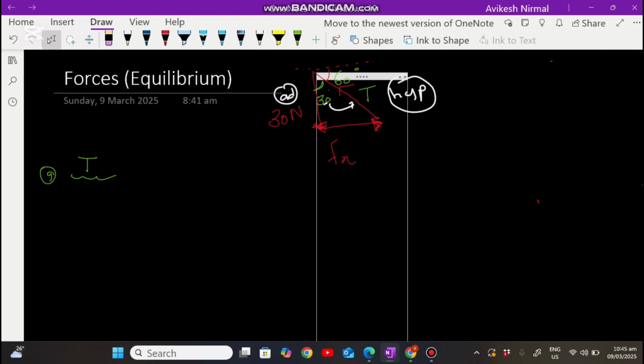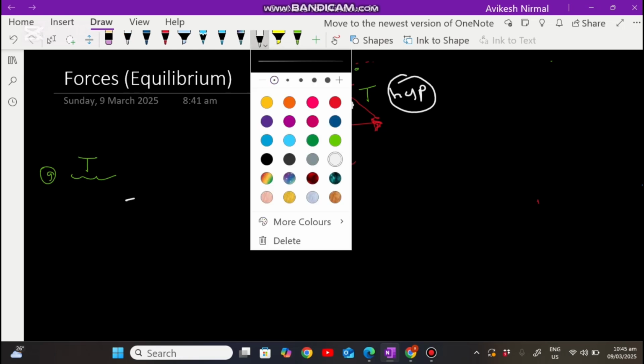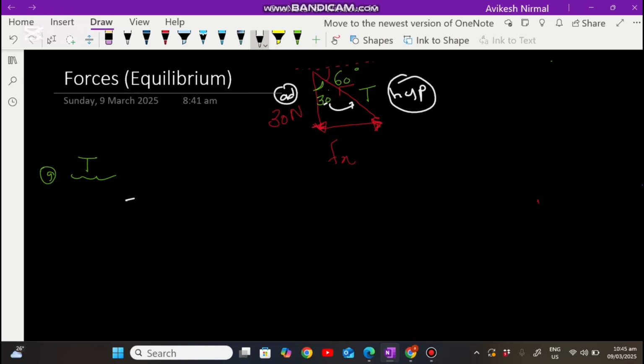Working on that now, this should be CAH, so I think this is cosine theta. Cosine theta is adjacent over hypotenuse, so cosine of 30 is the adjacent side, which is 30 newtons, over the hypotenuse, which is T. In order to solve this, since T is in the denominator, I'll take the T to the other side, where it will be multiplied.